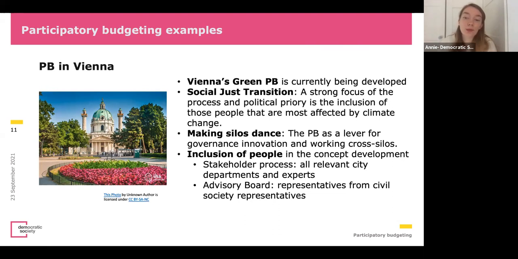And they want to include people in the concept development, so bringing people into the design. I think what they're doing is making it a little bit more deliberative as well by running citizen juries, just to do that design and that final idea generation. However, it's still in the design process, so this is quite a new case study. And their advisory board, they've brought in representatives from civil society, so people from all over, so it's a little bit more representative and a little bit more inclusive of people.